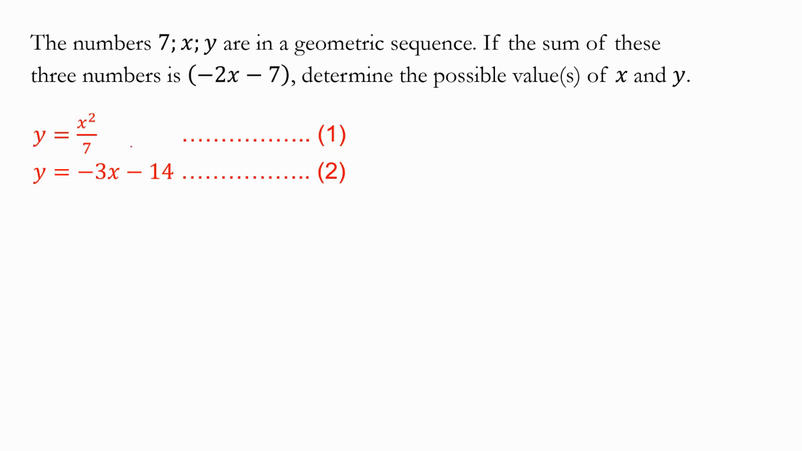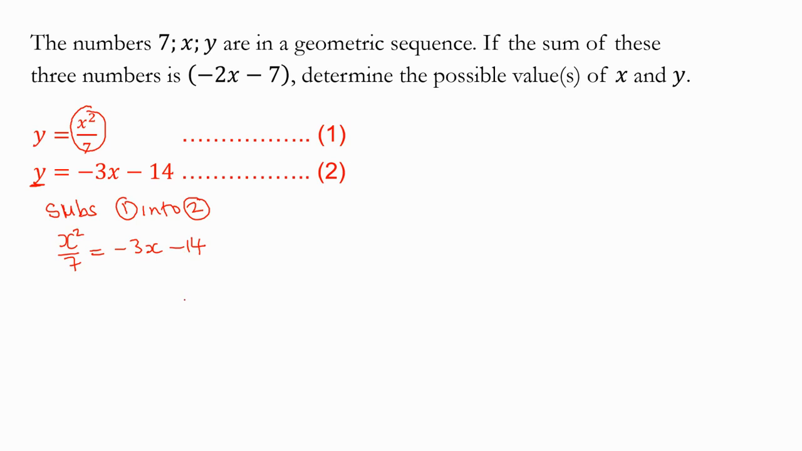So now we know what y is. We can substitute this y value into equation number 2. So we can say substitute equation 1 into equation 2. So it's going to be what? Where there's y here, we put x squared divided by 7. So x squared divided by 7 is equal to negative 3x minus 14.